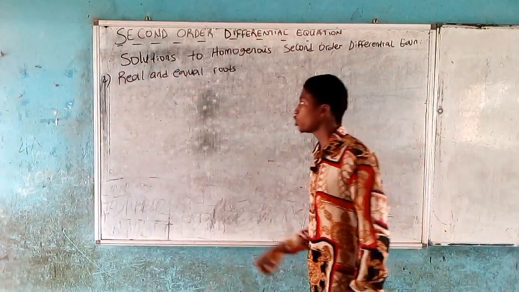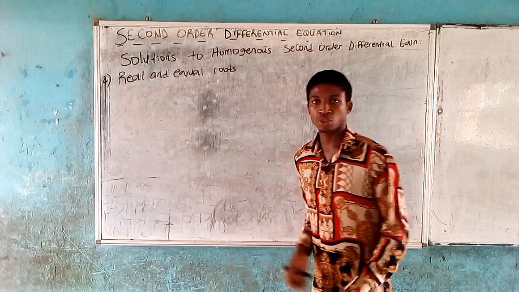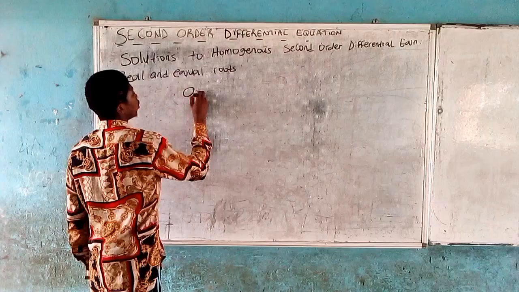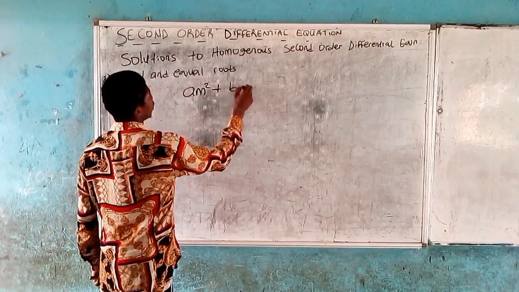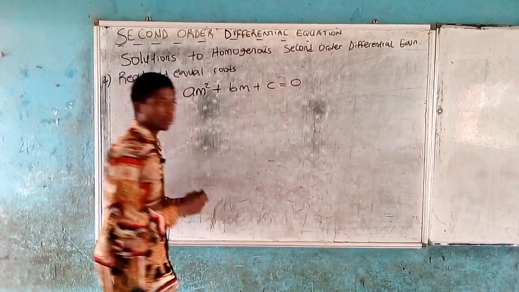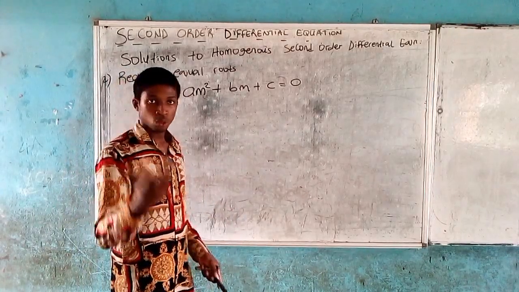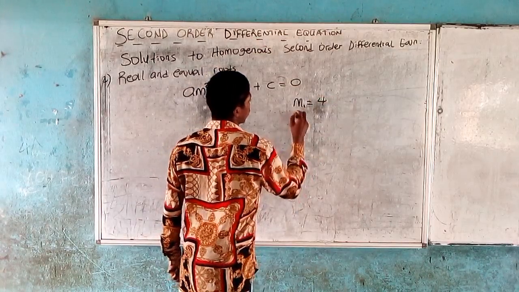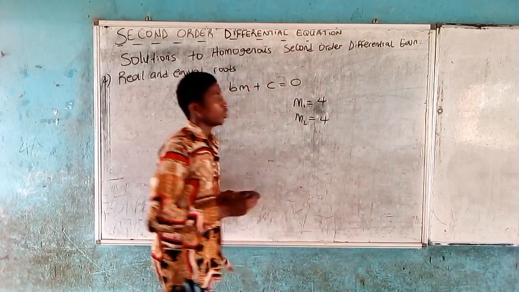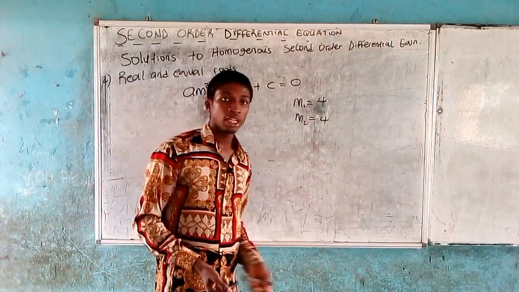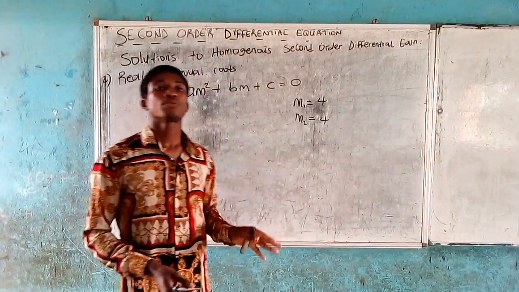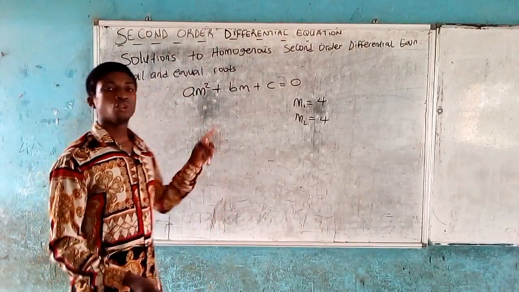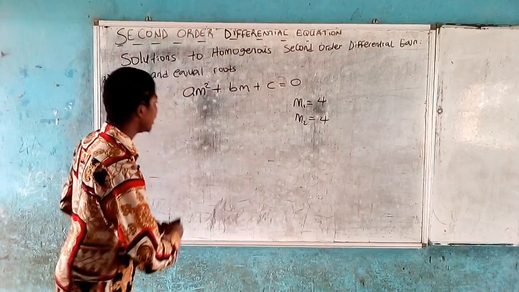For case 2, which is the real and equal root, after solving your auxiliary equation, which is am squared plus bm plus c equals 0, we have 2 equal roots. Let's say your first m is 4, and your second m is 4. 4 and 4, they are real and they are equal.